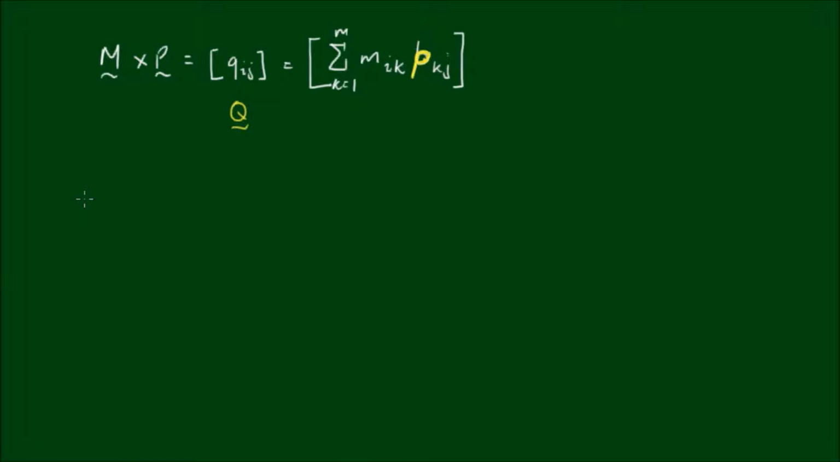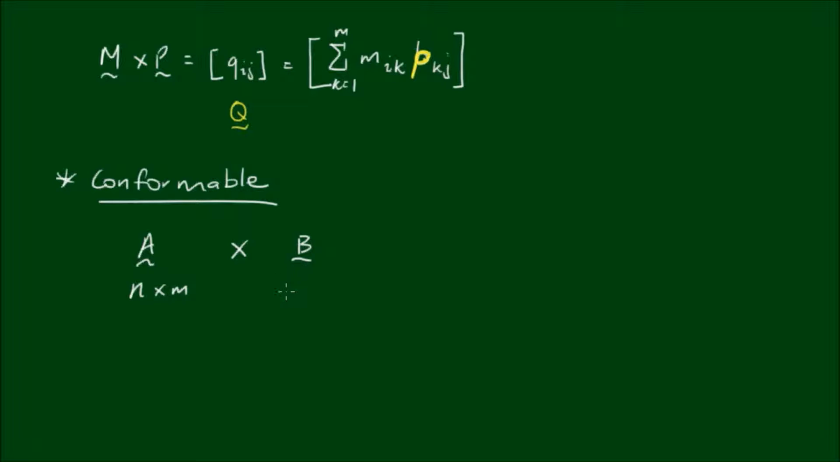Alright, so finishing up, there is one very important condition that has to be satisfied before we can multiply two matrices, and that's called conformability. What that means is if I want to multiply matrix A, which has dimensions, let's say n by m, by matrix B, which has dimensions m by p, conformability means that the first matrix has to have the same number of columns as rows in the second matrix.